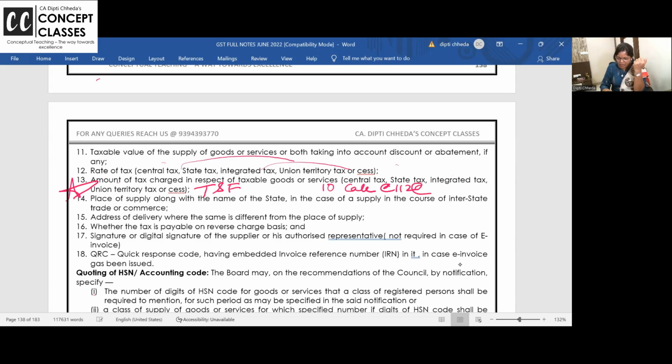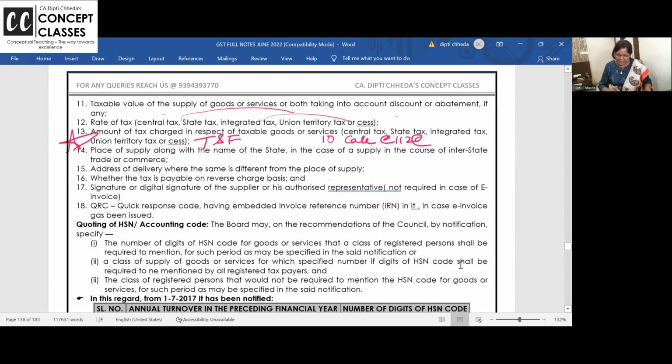Place of supply along with the name of state in case of supply in course of interstate. If you are sending interstate, then where you are sending it. Address of delivery where the same is different from place of supply. Buyer may be different and delivery may be given to a third party, bill to ship model. So I have to write that.